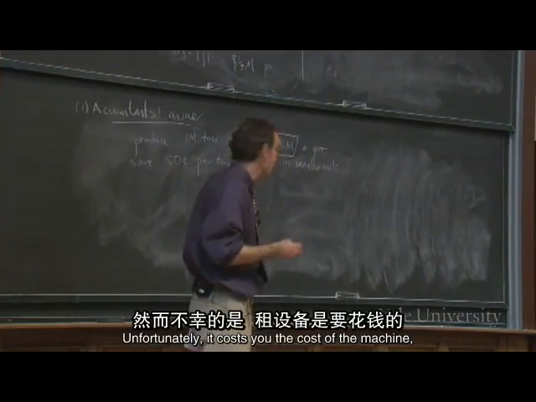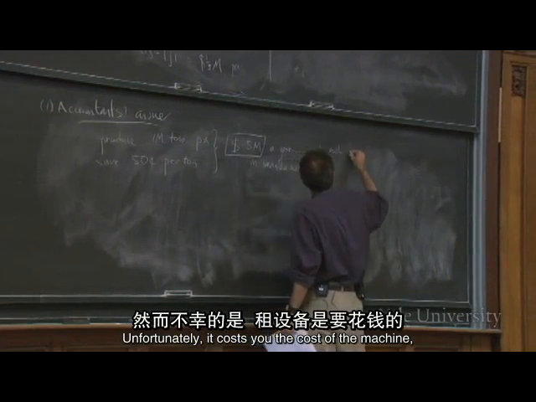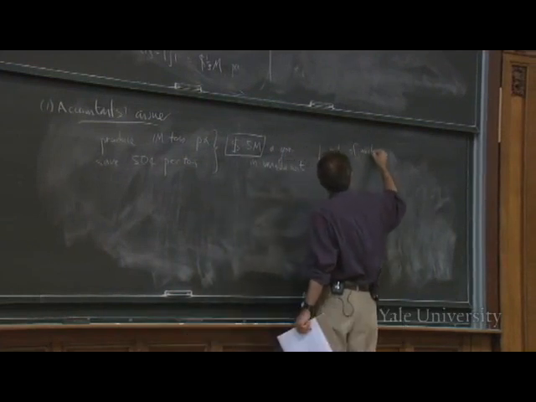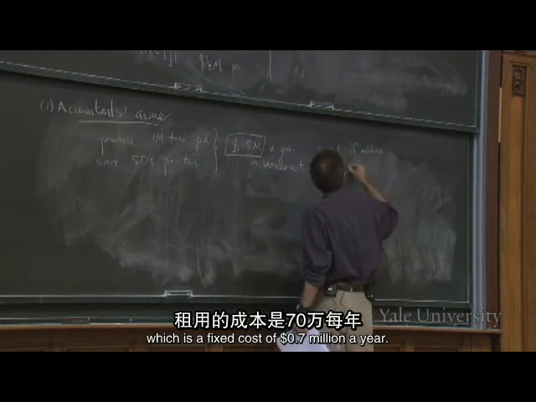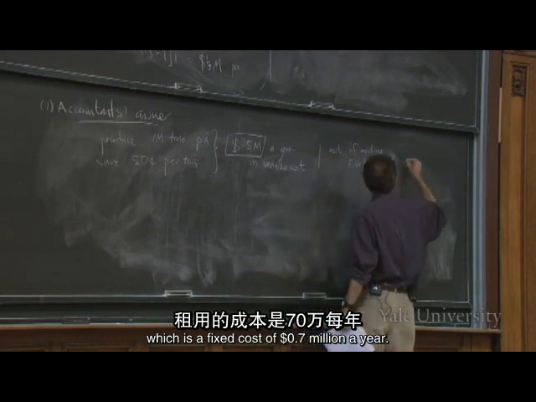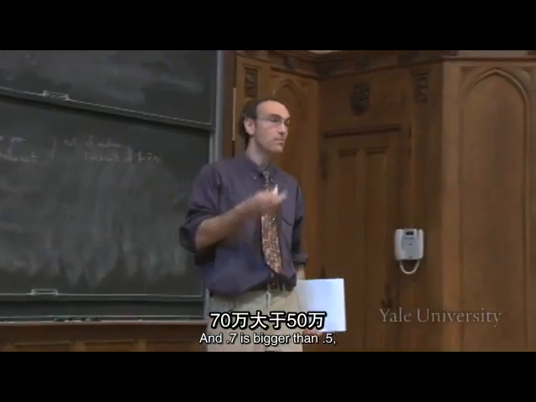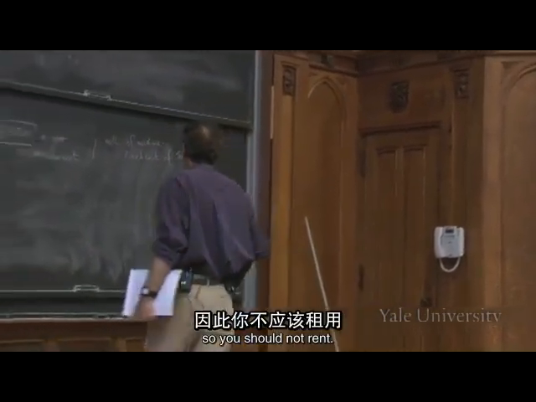Unfortunately, it costs you the cost of the machine, which is a fixed cost of 0.7 million a year. Right? And 0.7 is bigger than 0.5, so you should not rent.